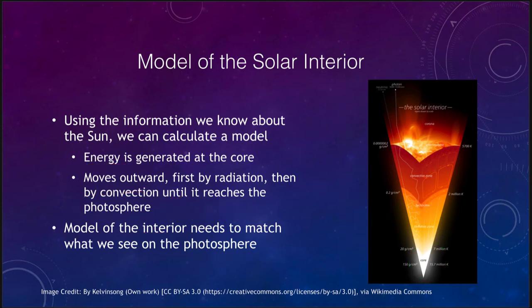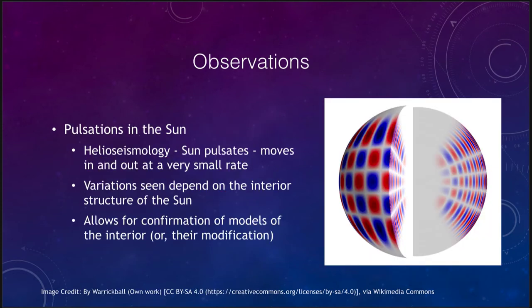So let's look a little bit at some of the observations that we get. And what we have is pulsations in the sun is one example. And this is what we call the science of helioseismology. And that is a study of pulsations in the sun. Seismology on Earth was earthquakes. The sun is not solid, so we don't get sunquakes, but it does have pulsation going on within it. So it does actually change.